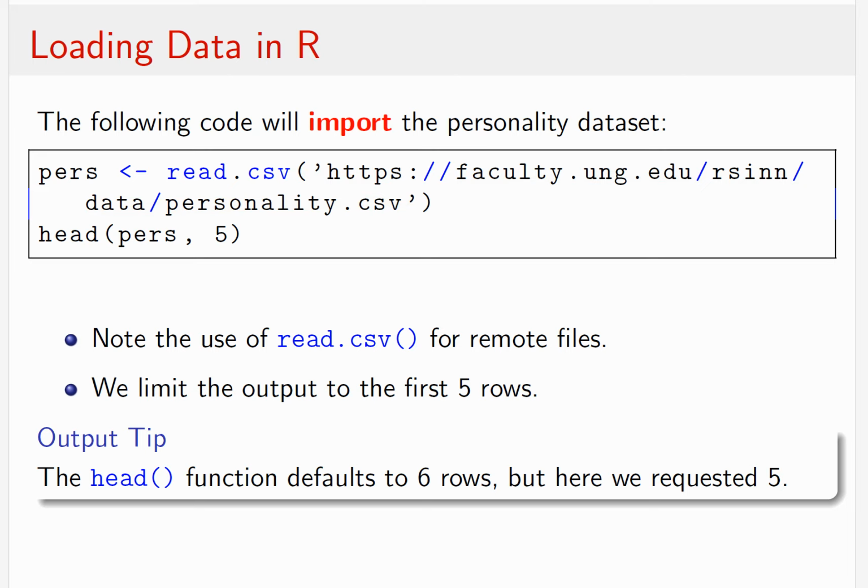And then the head function, right? It defaults to 6 rows, but this one where I've used it here, you tell it the data frame you want to summarize, and if you put a number in, if you put comma 5, it'll show the first 5 rows. And it means data rows. It will also show the column titles, but that doesn't count as one of your 5 rows.